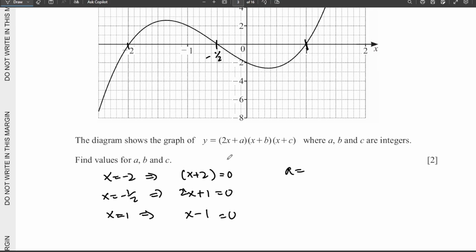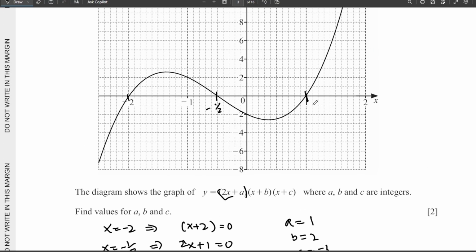So a will be definitely the one with 2x, that will be a. So a equals 1. And B or C, it's a bit ambiguous, but you can give either one of those answers. So B is 2 and then C is 1, or -1, I'll say. Right, so these will be the three answers, the three unknowns.